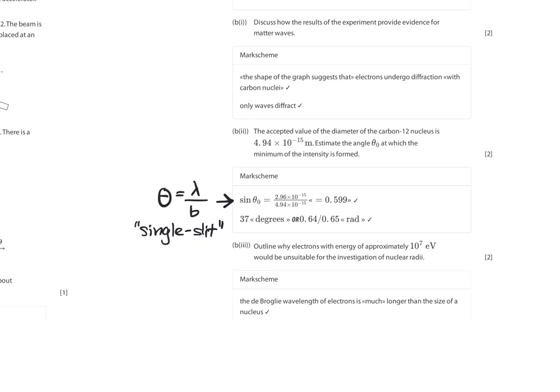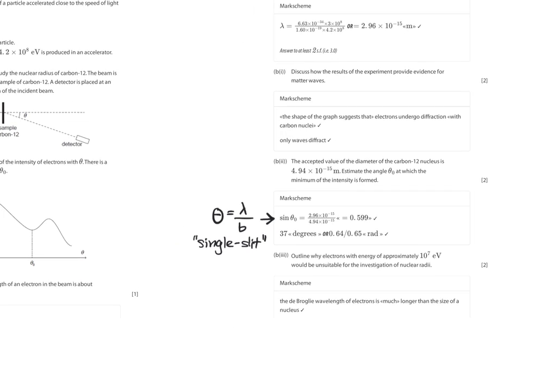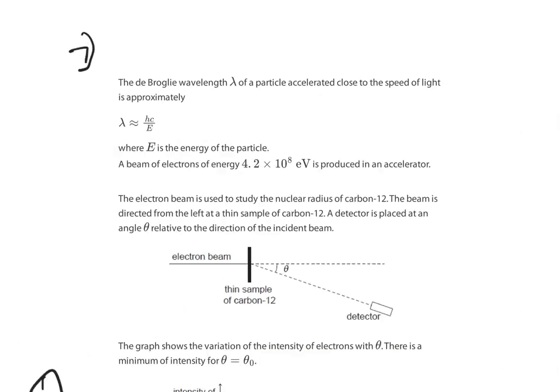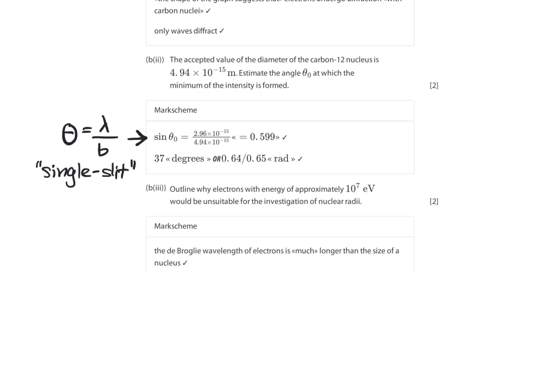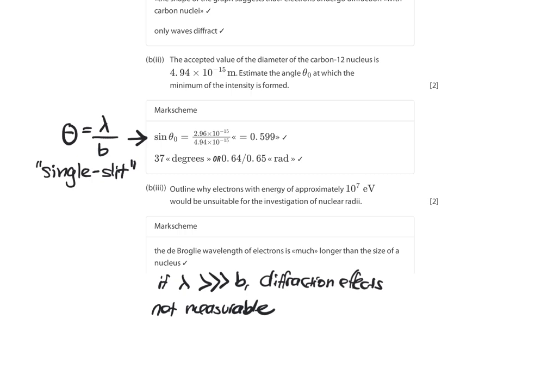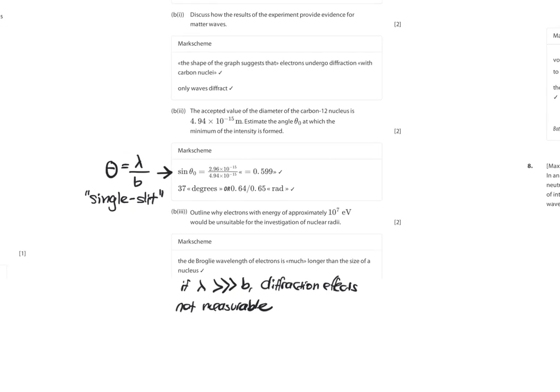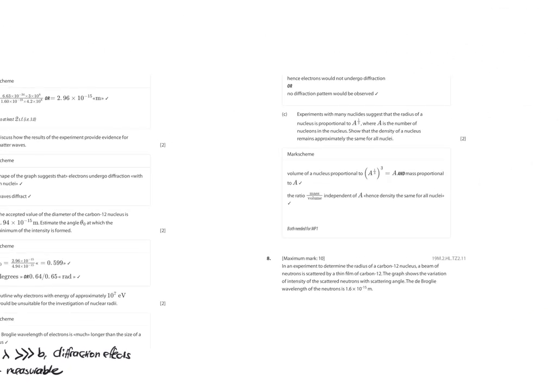And then B triple I says why electrons with energy of approximately 10 to the 7 electron volts would be unsuitable for the investigation, because if you convert that electron volts to joules and do lambda equals hc over E, you wind up with a wavelength that is much bigger than the nucleus. And so if your wavelength is bigger than the nucleus, you're not going to get that much diffraction effect. You're not going to be able to measure the effects. So yeah, the diffraction effects are not going to be measurable, really, if theta is much bigger than b. But again, we're not in E1 land yet.